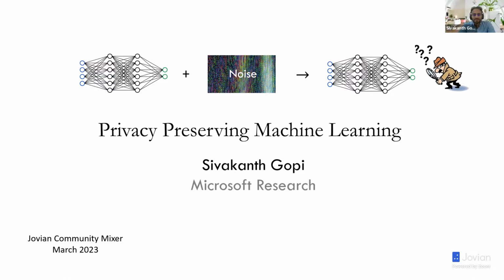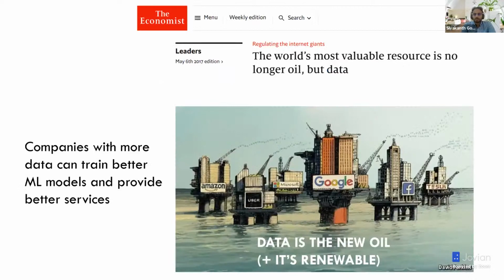So today I'll talk about, sorry, I'm Sivakanth Gopi. I'm a researcher in Microsoft Research. I work in lots of areas of theoretical computer science, and recently I've been also looking at machine learning, specifically privacy preserving machine learning, which is what I'm going to talk about today. So let's dive in.